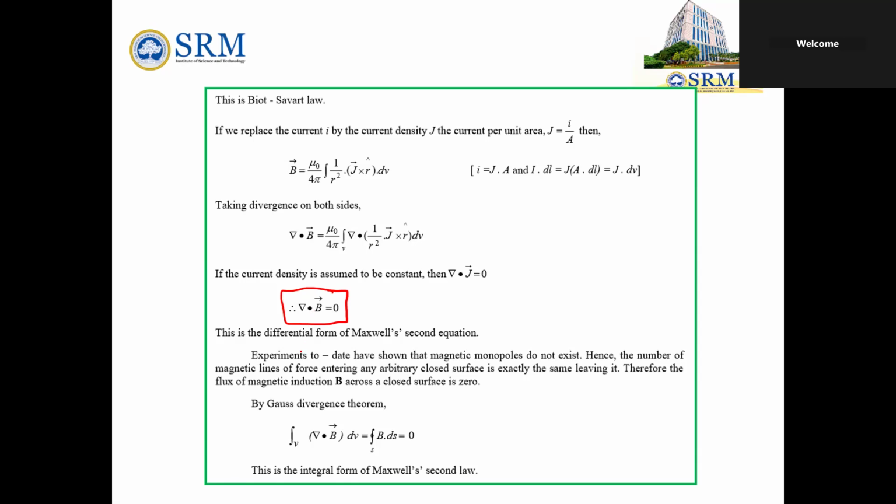And what is the integral form of the equation? Gauss divergence theorem converts a volume integral to a surface integral. Last time we used the volume integral of del dot E dV is equal to the surface integral of E dot ds. Now the volume integral of del dot B dV is equal to the closed surface integral of B dot ds, that is equal to 0. Since del dot B is 0, everything is 0. This is the integral form of Maxwell's second equation.